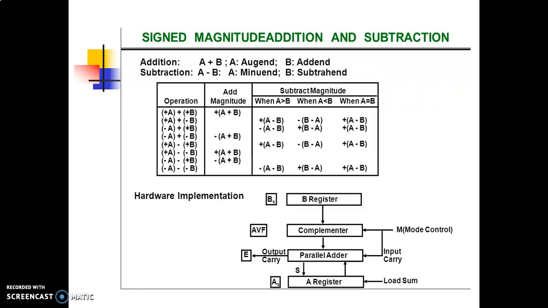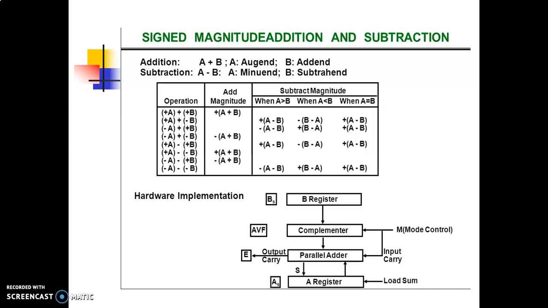These conditions are listed in the first column of the table. The other columns in the table show the actual operation to be performed with the magnitudes of the numbers. The last column is needed to prevent a negative zero. In other words, when two equal numbers are subtracted, the result should be plus zero, not minus zero. The algorithms for addition and subtraction are derived by using this table.